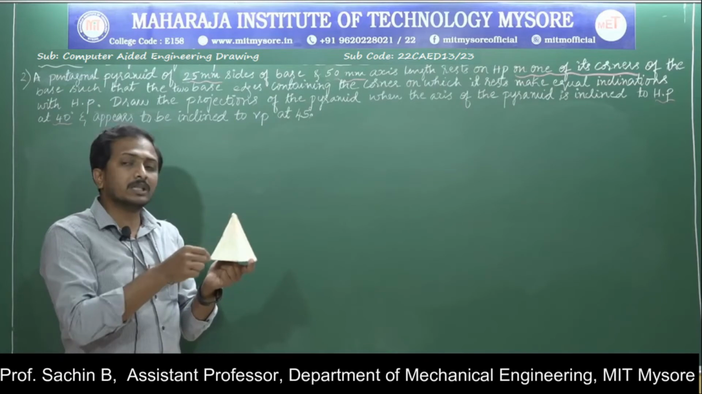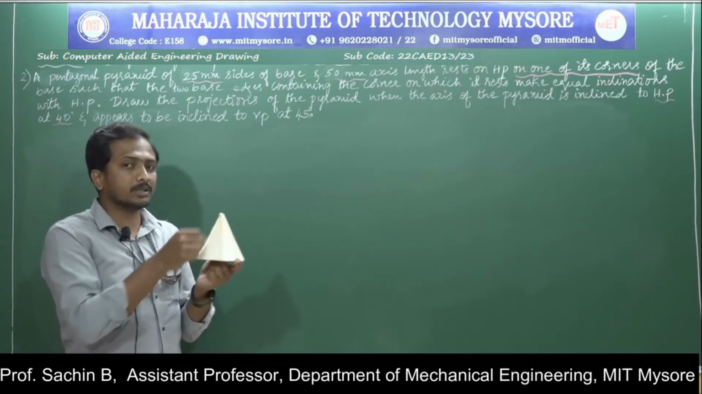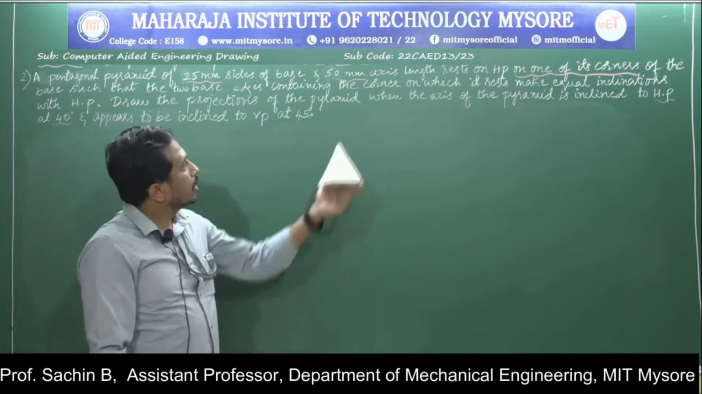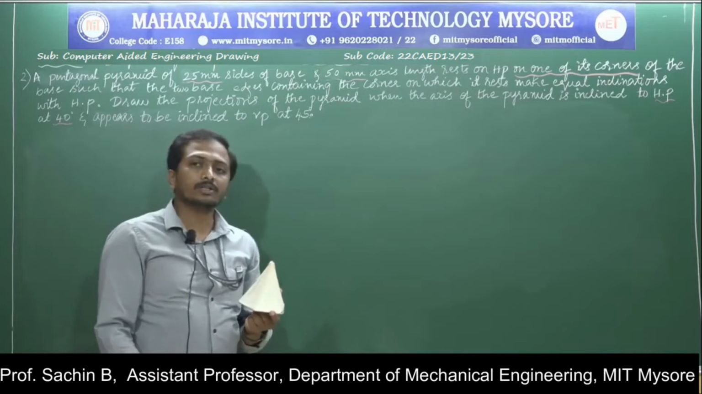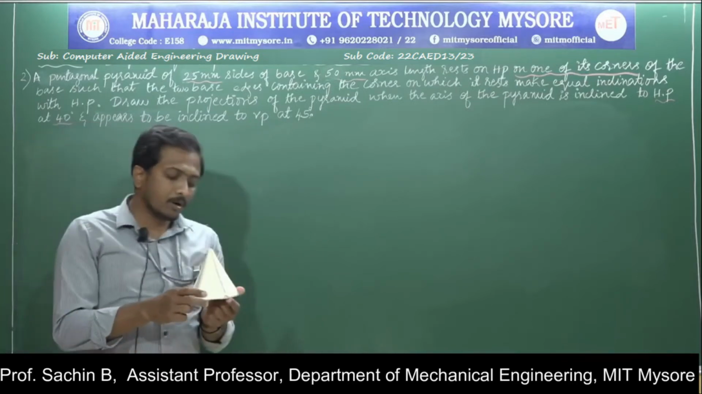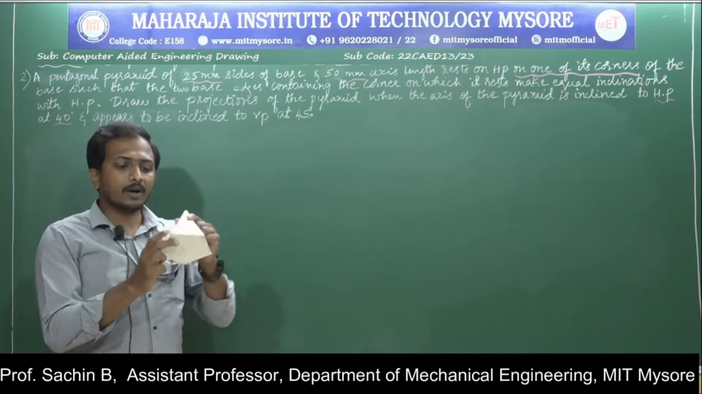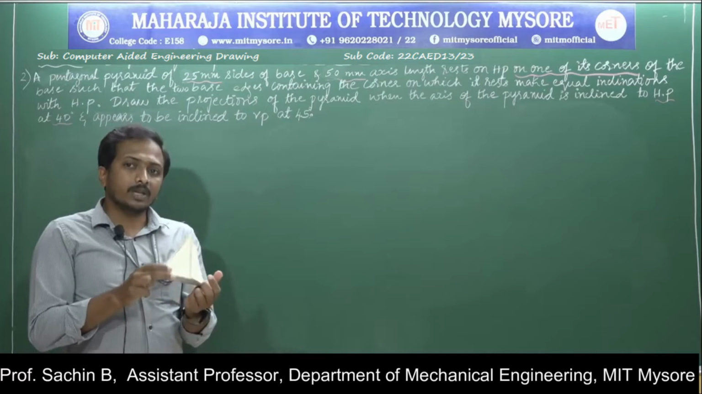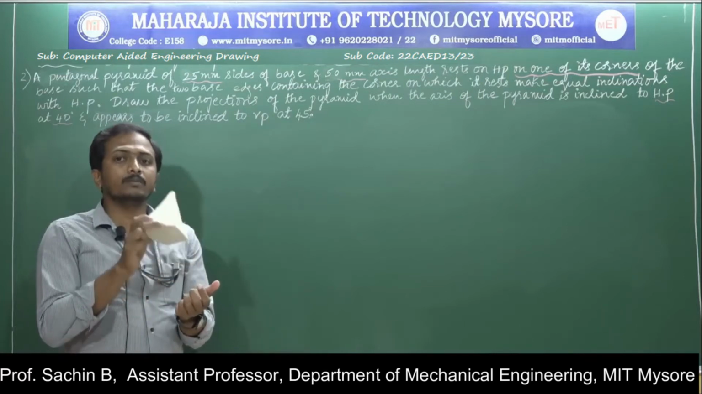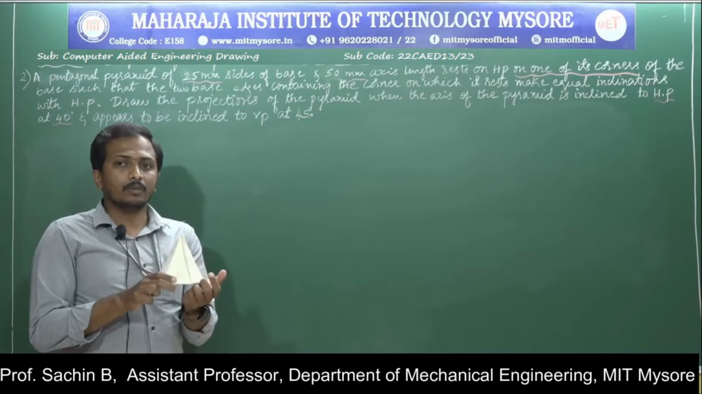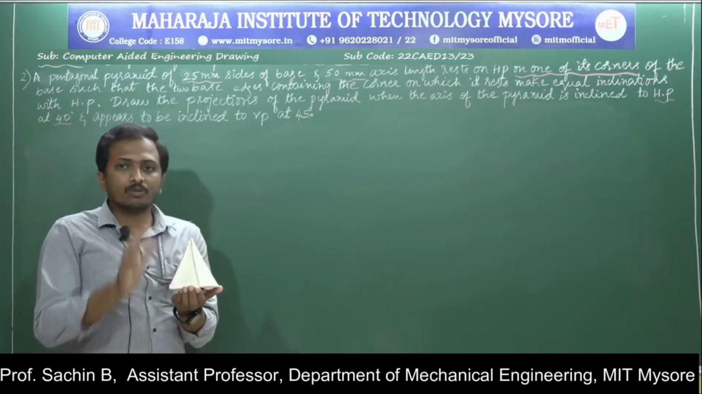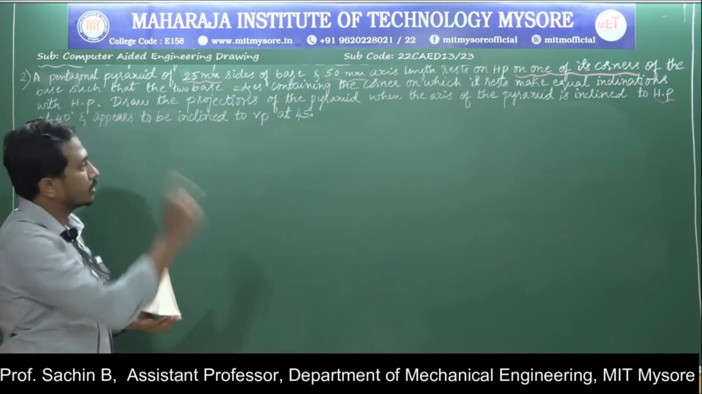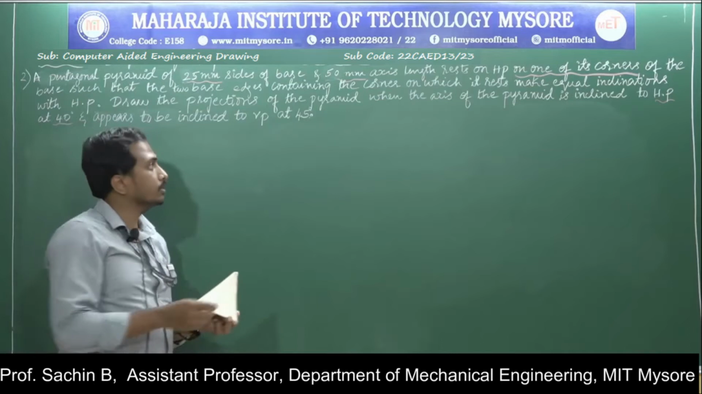Don't get confused with the slant edge length. They have not mentioned the slant edge length; they have clearly mentioned that this is the axis length. Rest on HP on one of the corners of the base. In this problem, it has 5 different corners, and it is resting on any one of the corners on HP. That condition is proved in the second position. Before going to that, first we should construct the first position of the object. Till then I will construct the object. Next I will read the question.